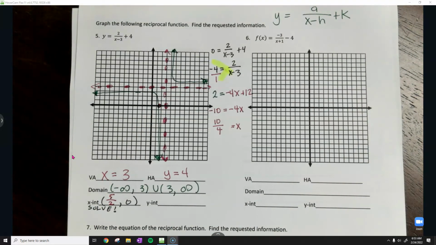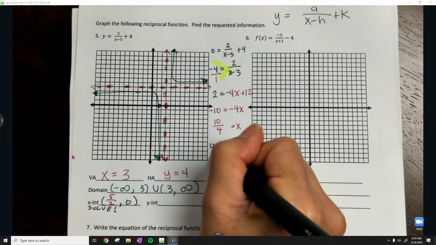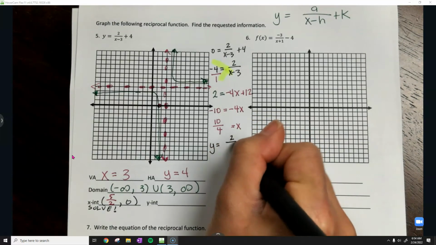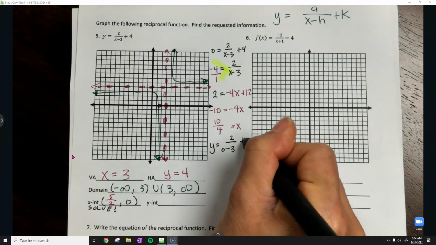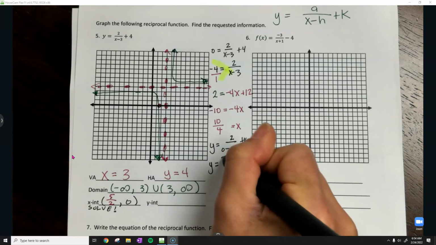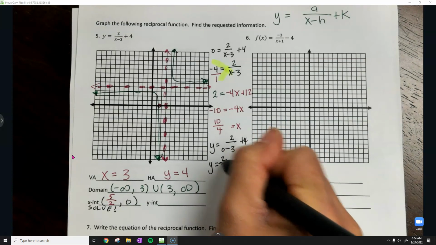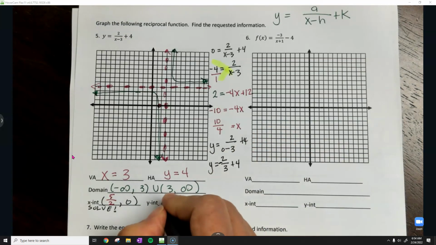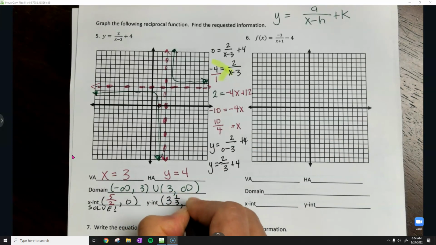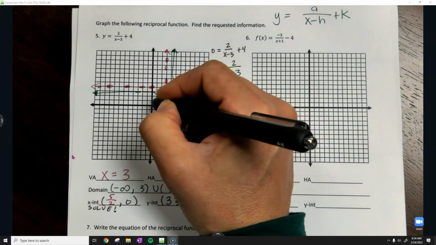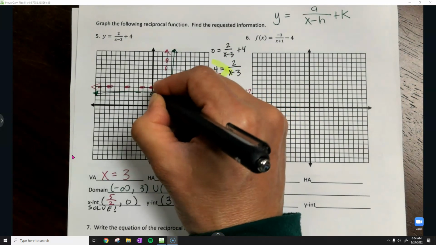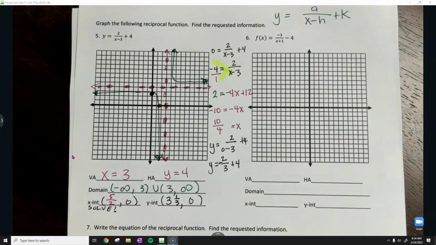The y-intercept, you just do your order of operations. So y is going to equal 2 over 0 minus 3 plus 4. So y is going to equal, I'm sorry, that's a negative 2/3, a negative 2/3 plus 4. So your y-intercept is going to be 3 1/3, 0. And 3 1/3, 0 is going to be right up there, and that's where the graph is going to be.